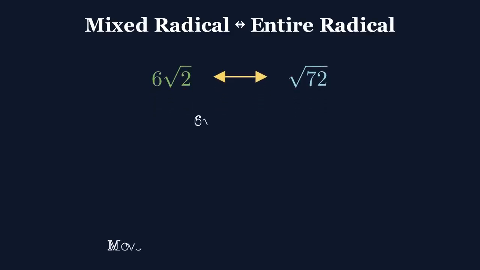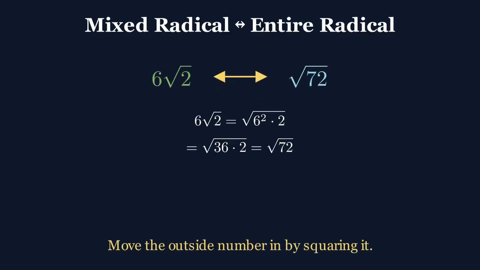Math 20-1 often asks you to move between entire radicals and mixed radicals. 6 square root 2 is a mixed radical because part of it is outside the root. To turn it into an entire radical, square the outside number and move it inside. 6 square root 2 becomes the square root of 36 times 2, which is the square root of 72.